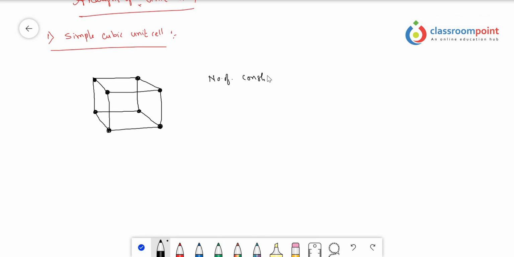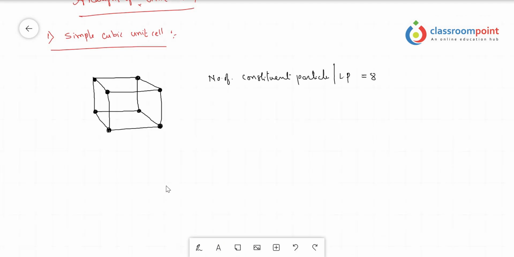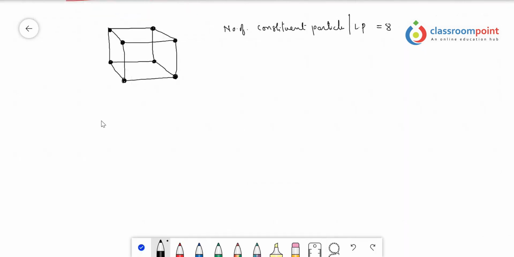Yesterday we discussed about this one, the number of constituent particles, or these are also called lattice positions. How many are there? 8 are there. Particles are 8, but each particle's contribution towards a particular cube is different. That is the Z effective number. So we shall discuss the second one, Z effective number of this unit cell. There are 8 constituent particles. Each particle is contributing only 1/8 part towards the unit cell. So Z effective number is only 1. Next one is coordination number.